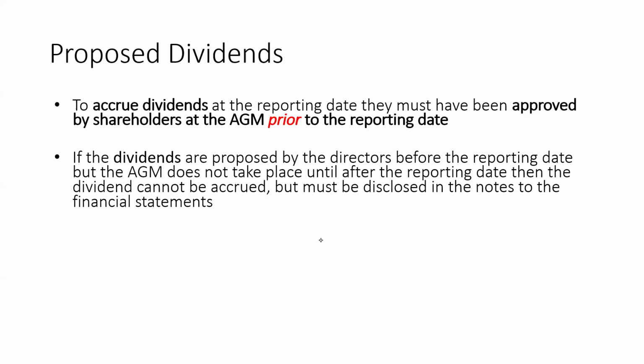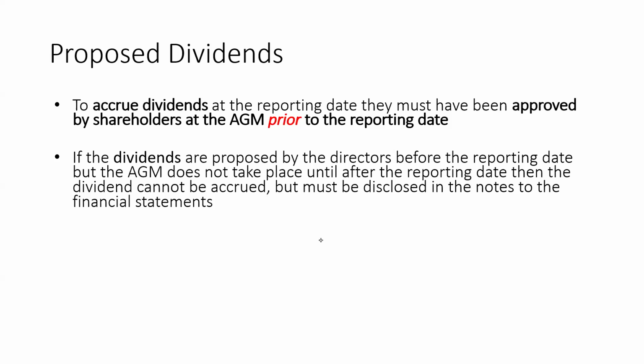So is my explanation clear? The AGM should have been held within the reporting period for them to approve the dividend. If that was not done, if the AGM was held after the reporting period, then you can't account for the dividend in the financial statement. You can only disclose it in the notes to the account.